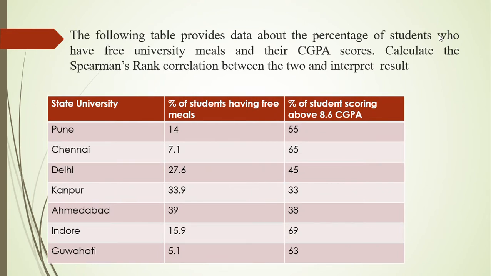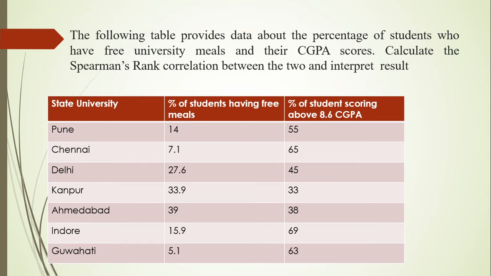So now let us solve this example. The data is here about the percentage of students having the free university meal and their CGPA score. Calculate the Spearman rank correlation between these two data, and then we have to conclude the result. So the data is here. There are 7 universities in the first column. The second is the percentage of students having free meals, those are the percentage values. And the third column is the percentage of students scoring above 8.6 GPA. So that is the actual data we have, not a rank.